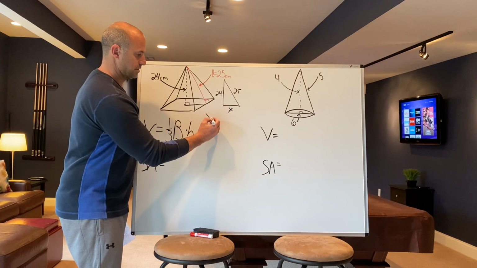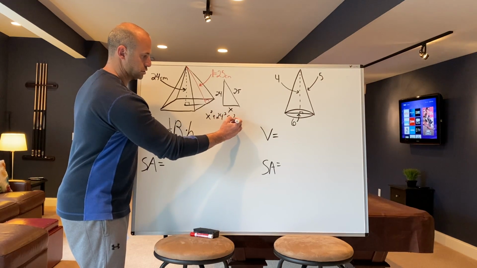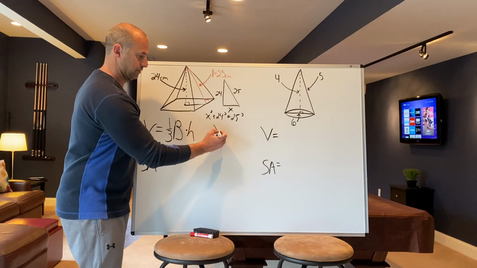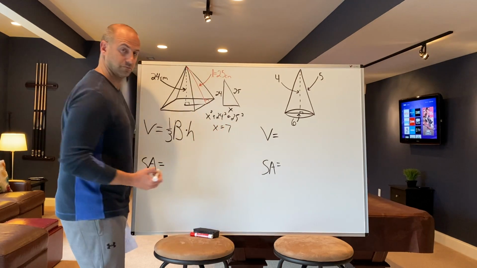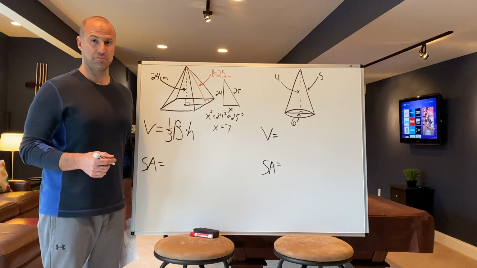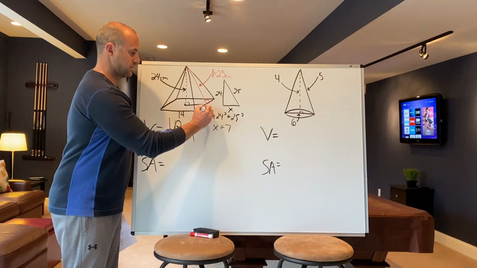So obviously that would be x squared plus 24 squared is 25 squared. You guys know how to do PTHAG, so I'll just steal the fun. The answer is 7. That actually means that the dimensions of the base are 14 by 14.